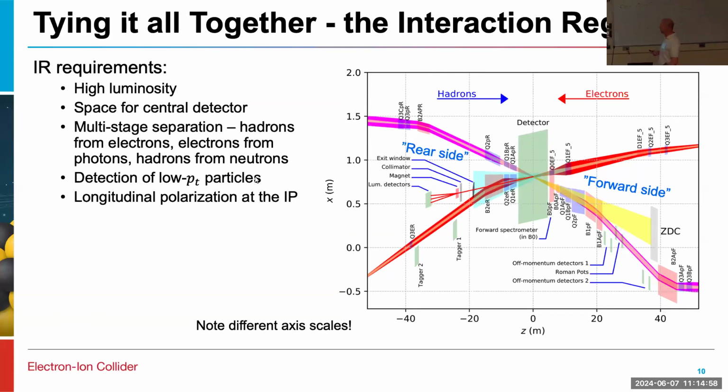So this is here the EIC interaction region. I assume you have seen this plot already yesterday. So we have the hadrons coming from the left, electrons coming from the right. And so we have focusing elements here. This is the central detector in green. And the hadrons go out this way. The electrons come from here.